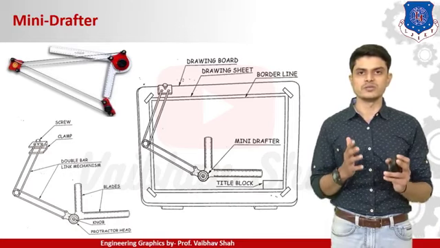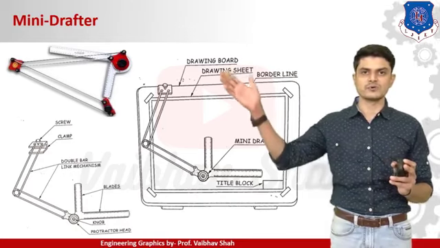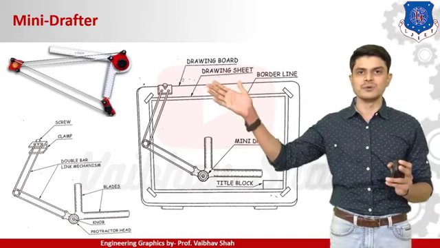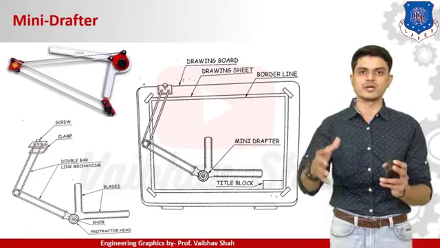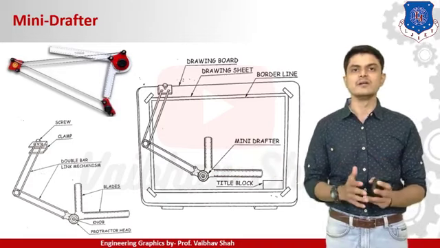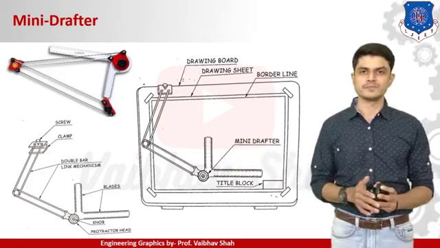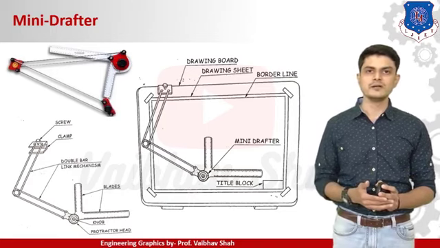What you need to do is just fix your drafter on the leftmost corner point like this by the clamp, and you have this working arm here. You can slide this drafter down all over your drawing sheet, and you can draw your drawing anywhere on your drawing sheet. So let us move ahead.